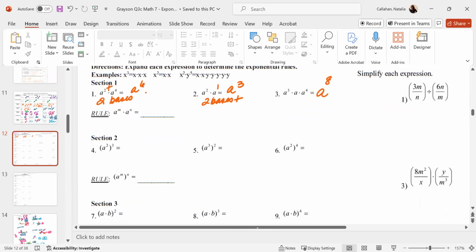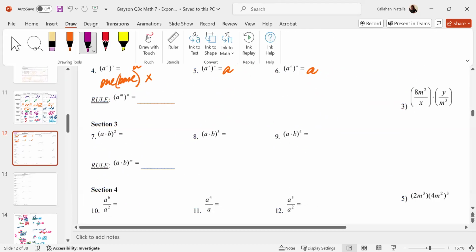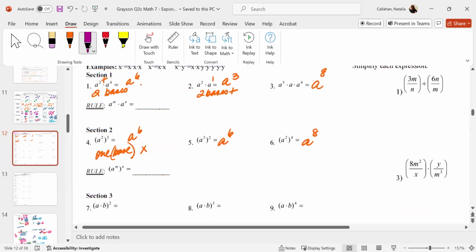Section 2. This one base with parenthesis means you multiply. Does that make sense? Any problems there? Those are the basic rules, okay? Section 1 is all about addition. Section 2 is about multiplication. Section 3 is about distribute and multiply. Do you understand?